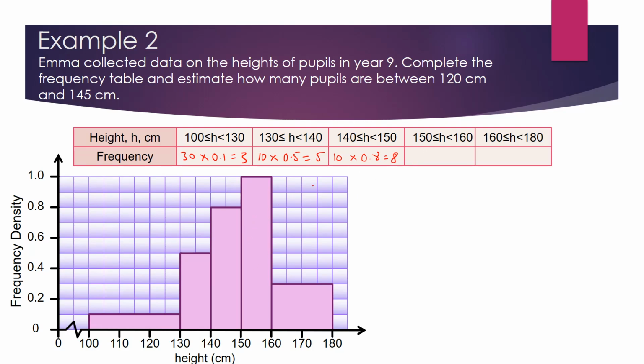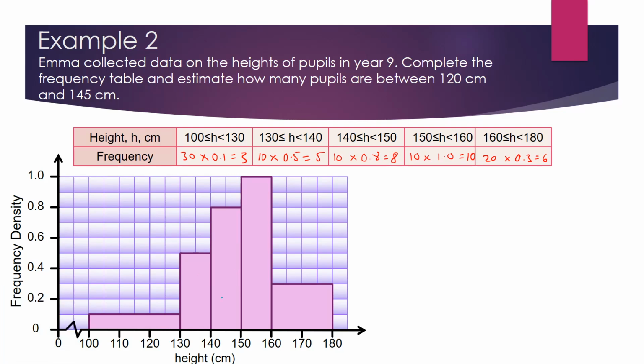The next group, 150 to 160, so there's a width of 10. Okay, the height is, oh, that's wrong, sorry. I've written 0.1 instead of 1.0. 1.0 is just 1 in it, so 10 times 1.0 is 10. And the last group has got a width of 20 and a height of 0.3, so 20 times by 0.3, well, 20 times 3 is 60, so 20 times 0.3 is 6. Okay, so we completed the frequency table, and it says estimate how many pupils are between 120 and 145 centimeters.